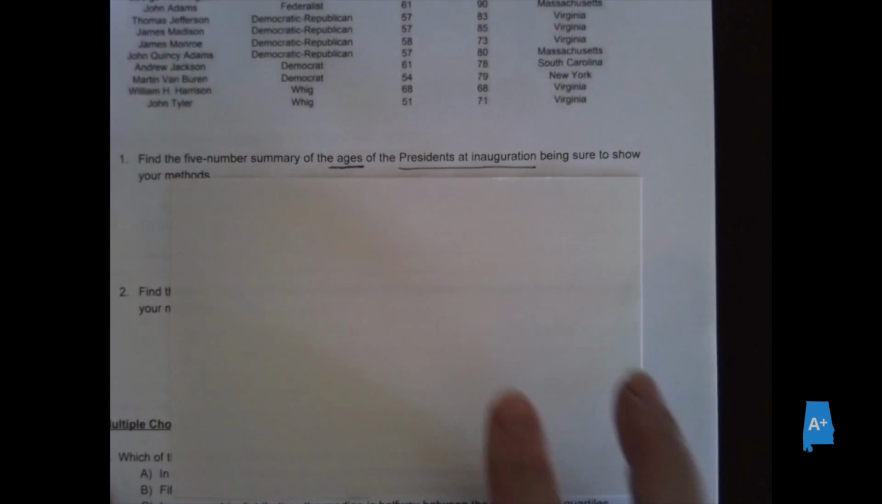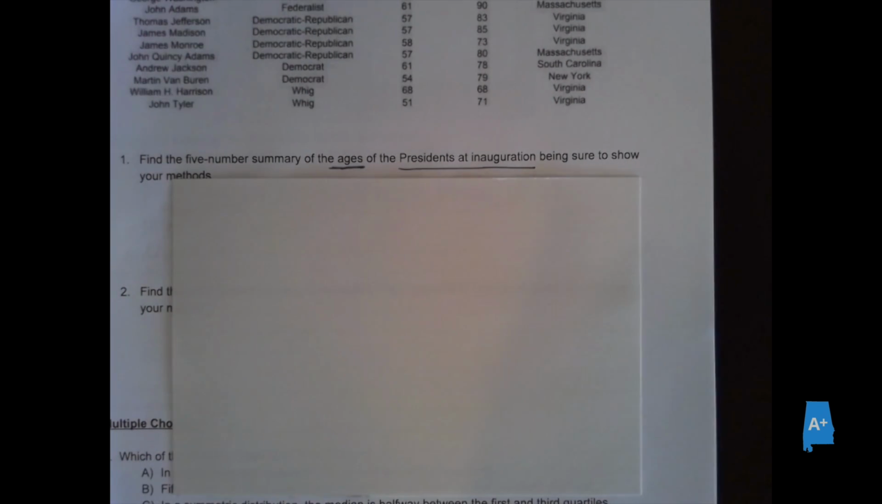My document camera is doing very strange things with the autofocus right now. I do not understand why. There it goes.